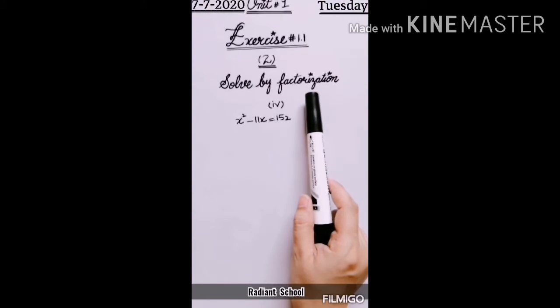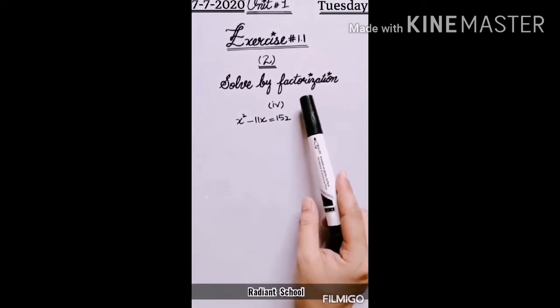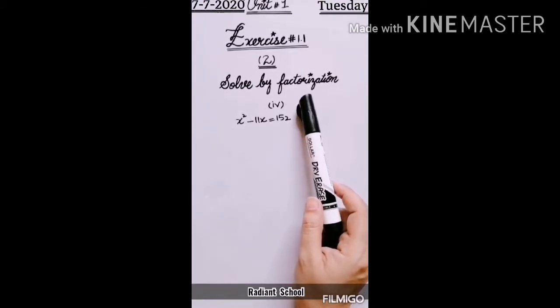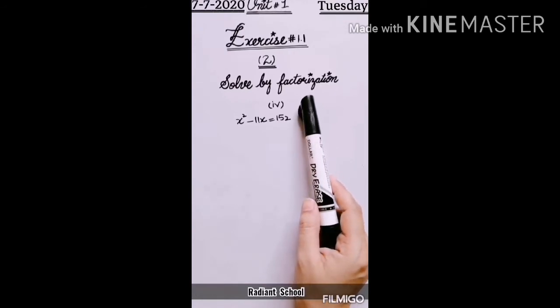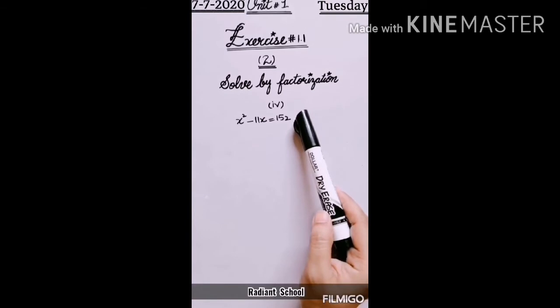As we have discussed the names of the methods, how we can solve the quadratic equations. We can solve the quadratic equations by three methods. First one is factorization, then second one is completing square, and then third one is quadratic formula. Here we will discuss the first method, that is factorization. I have taken part number 4.